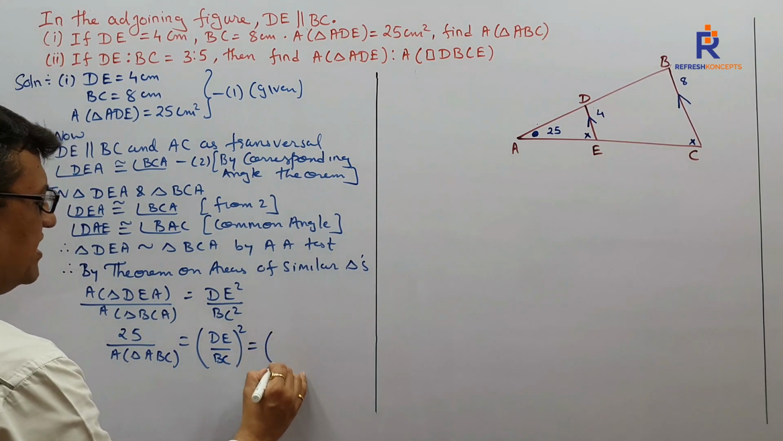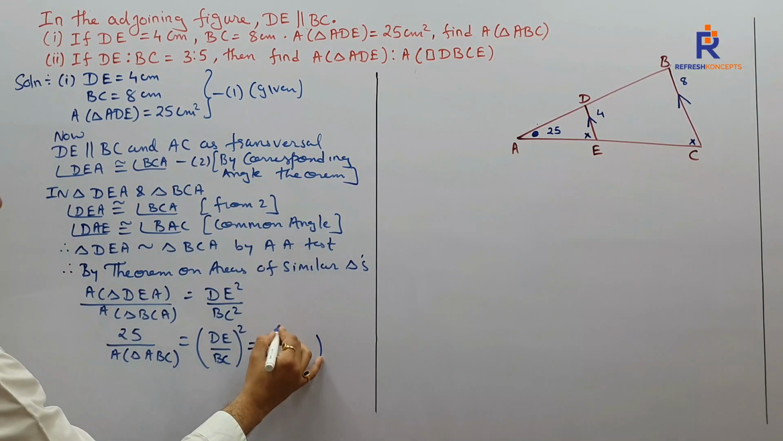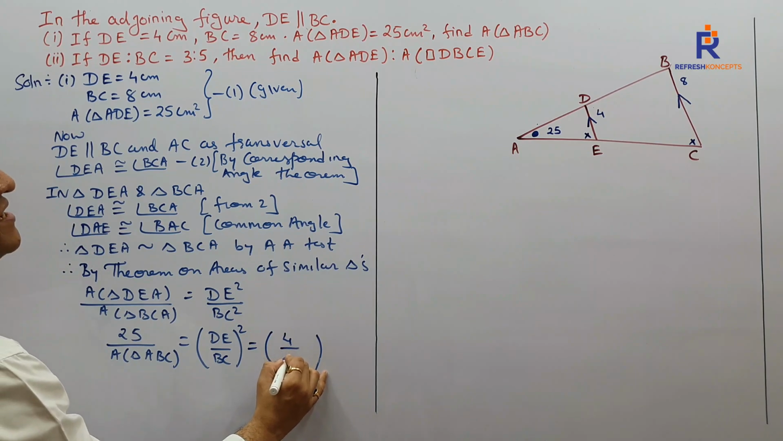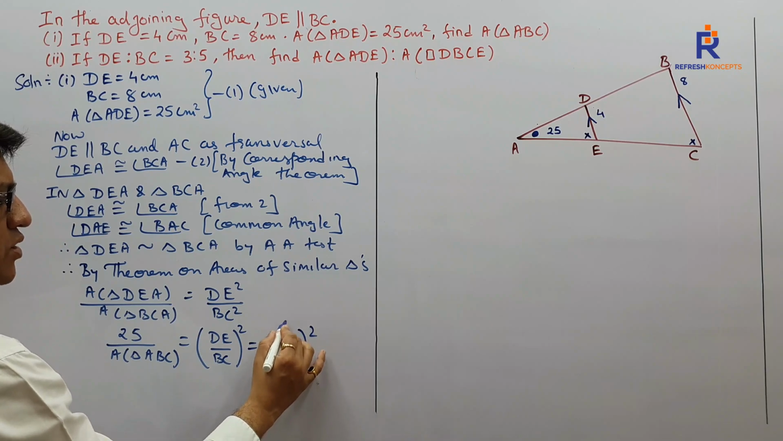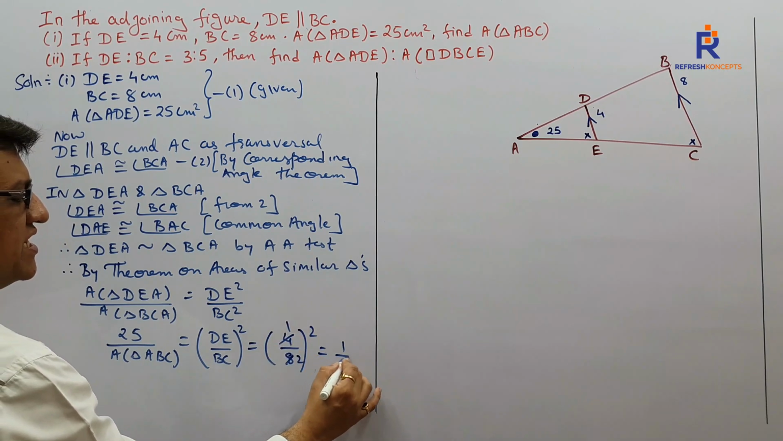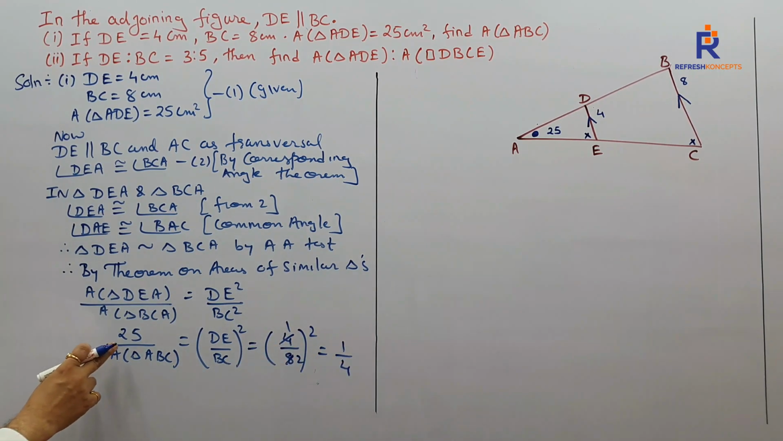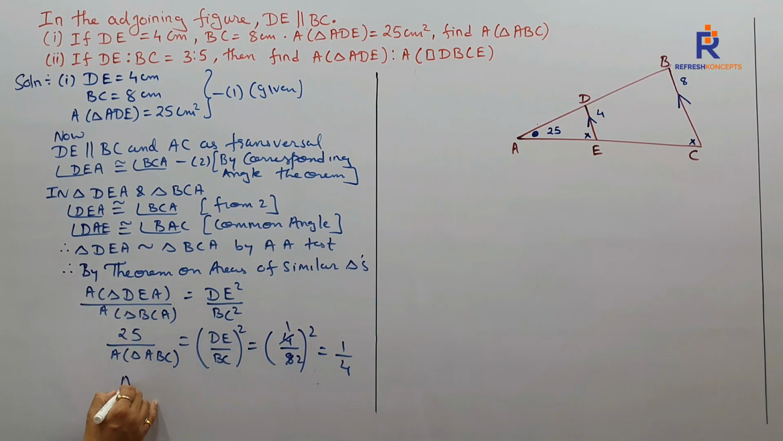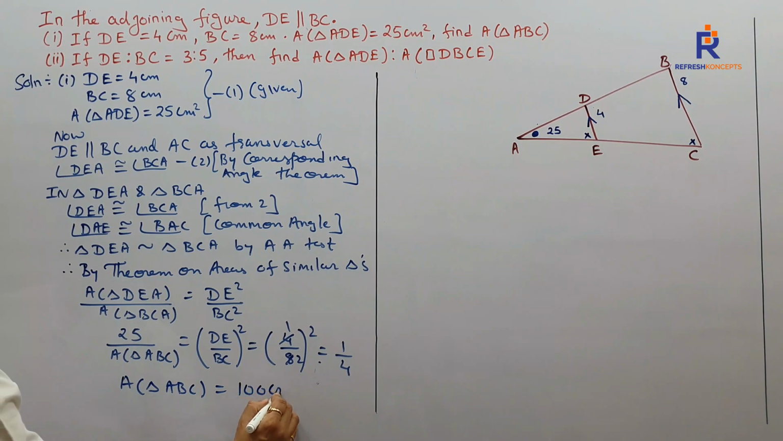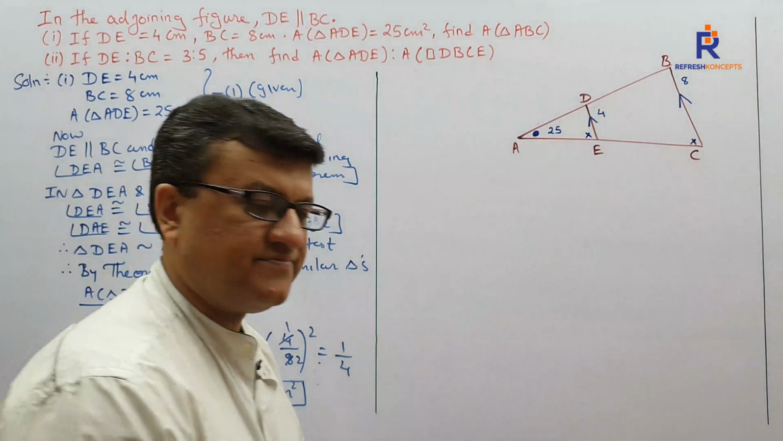Let's substitute the values here only. What shall I get? DE 4, BC 8, the whole square. 1 times 2, the whole square, we take 1 by 4. So what answer did I get? 25 upon area of triangle ABC is 1 by 4. Cross multiplying, area of triangle ABC is 25 into 4, 100 centimeter square. Area of triangle ABC, 100 centimeter square.